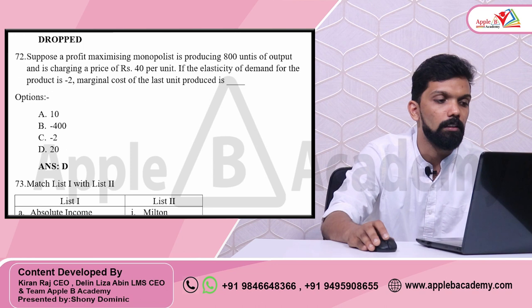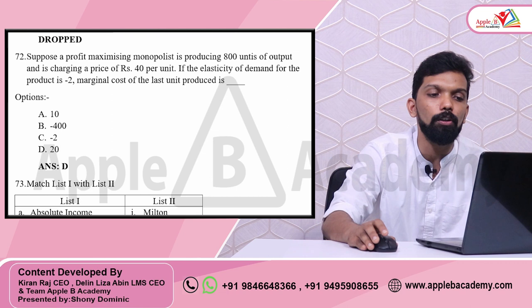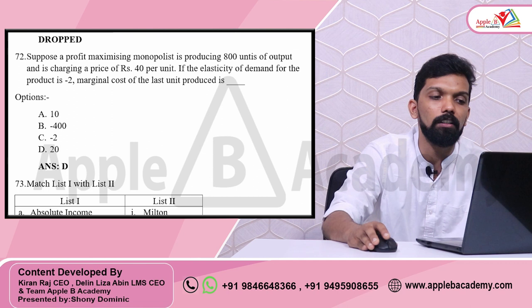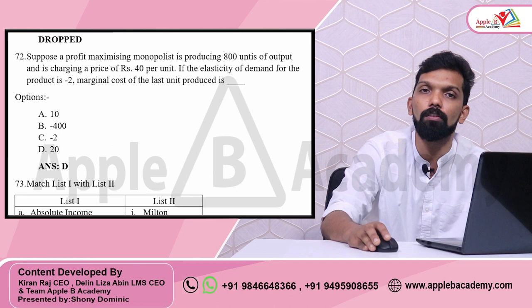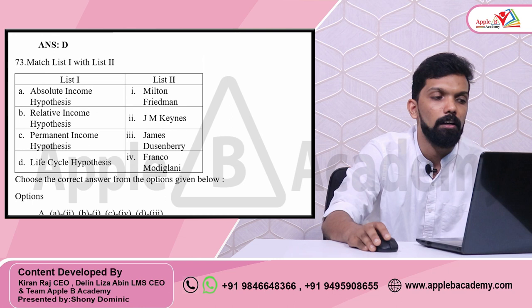Suppose a profit maximizing monopolist is producing 800 units of output and is charging a price of rupees 40 per unit. If the elasticity of demand for the product is minus 2, the marginal cost of the last unit produced is dash. The options: option A 100, option B minus 40, option C minus 2, option D 20. So the right answer for this question is option D, which is 20.